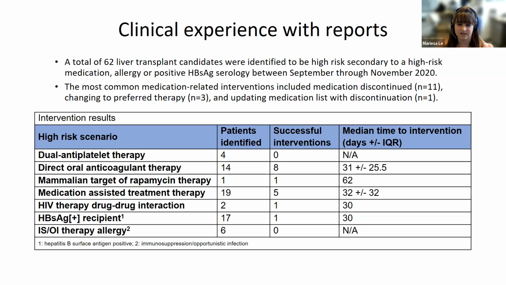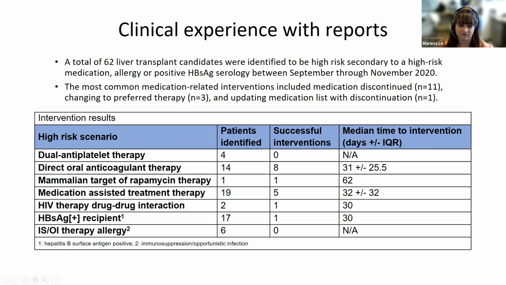We initiated this project, as I said, in August of 2020. And so in November, we wanted to collect a little bit of data to see how our reports were going. So we included 62 liver transplant candidates that were on high-risk medications or had allergies or pertinent hepatitis B serologies. And we found that the most common medication-related interventions included discontinuation of high-risk medications, changing these medications to preferred therapies, and updating their medication lists with medications that they actually weren't taking anymore.